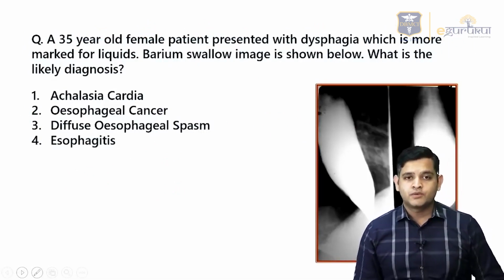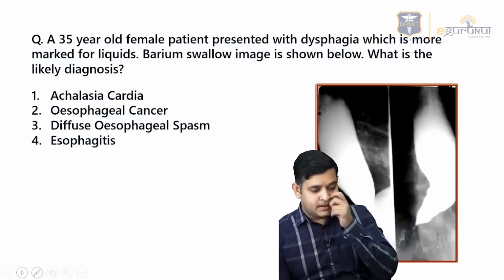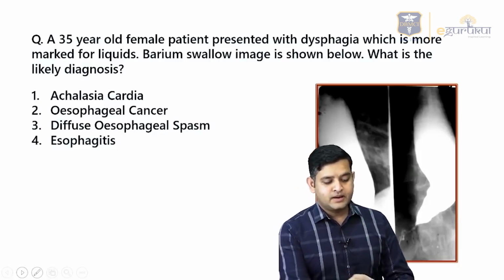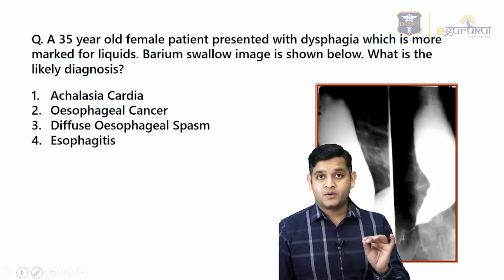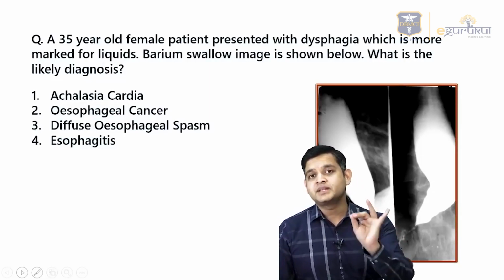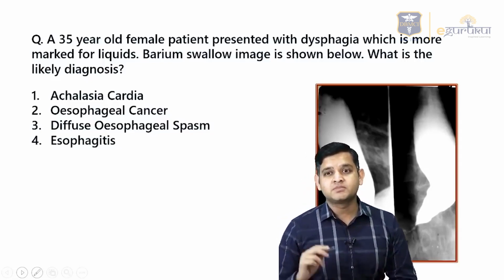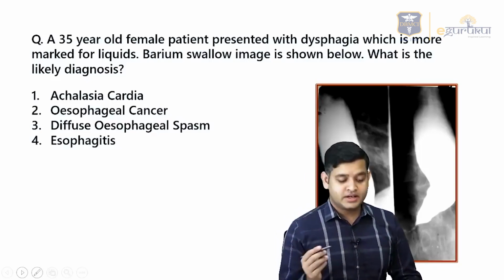Okay, now what do you see in this particular image? So, a 35-year-old female presented with dysphagia, which is more marked for liquid. Please remember, if it says more marked for liquid, that means you are dealing with a case of a motility disorder. The examiner is making your life slightly easy. So this is a motility disorder.